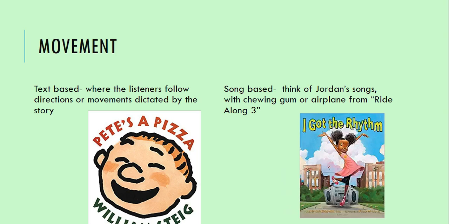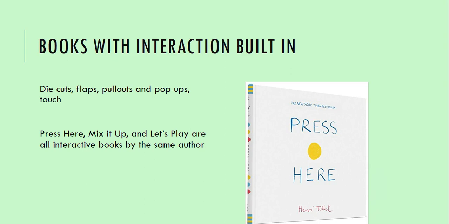The book is doing more of the work. I think that's a great idea. You want to think about finding books that have interaction built in. This was mentioned in one of our articles this week called Press Here, where you follow directions in the book and then it changes as you follow the directions. It's pretty cool. There are 3 books in this series, Press Here, Mix It Up, and Let's Play. They are all interactive books by the same author.